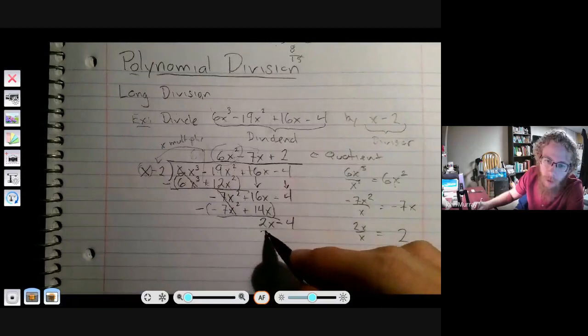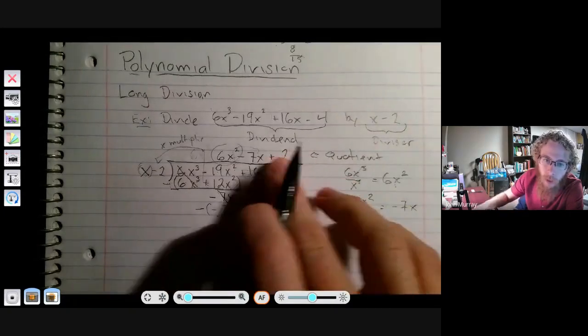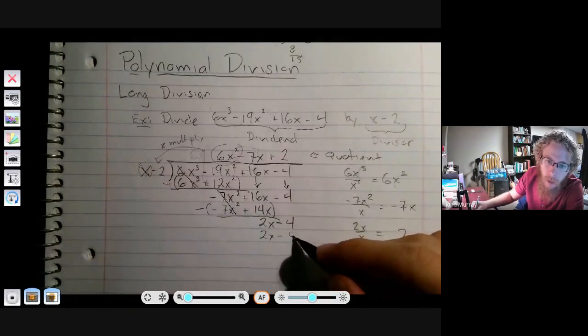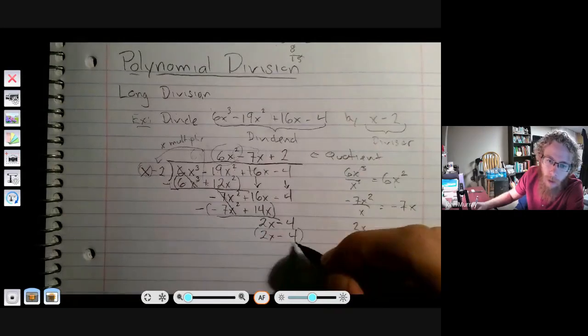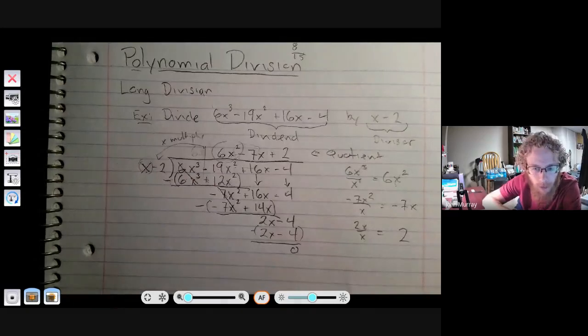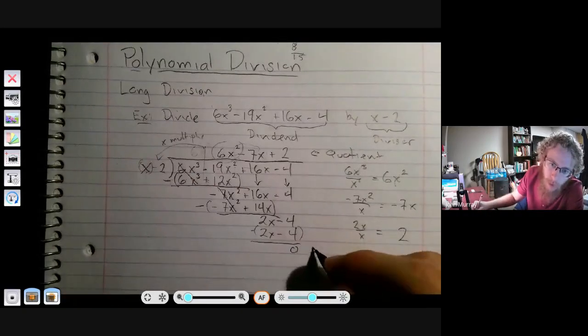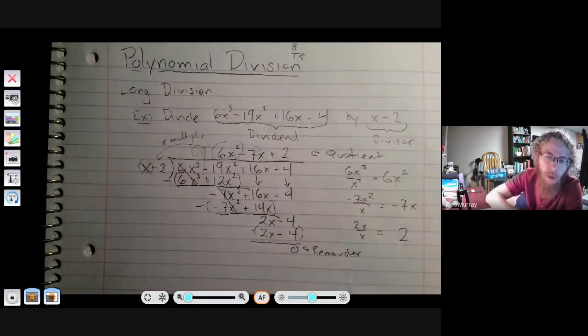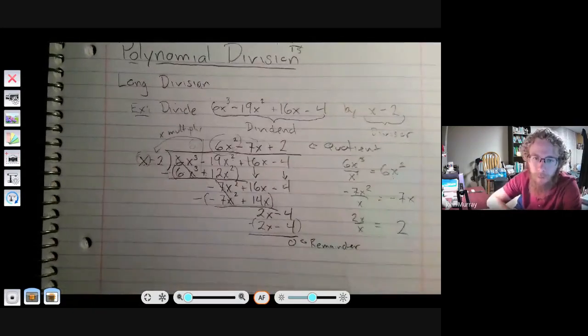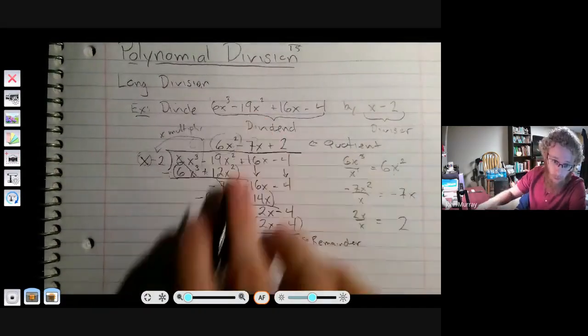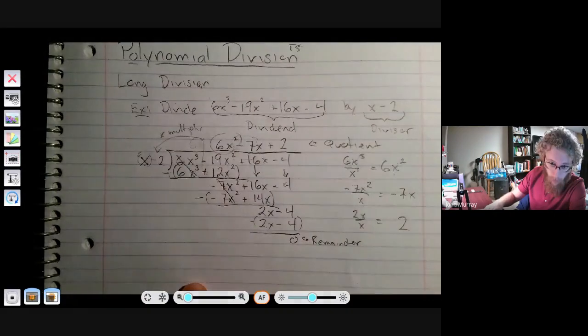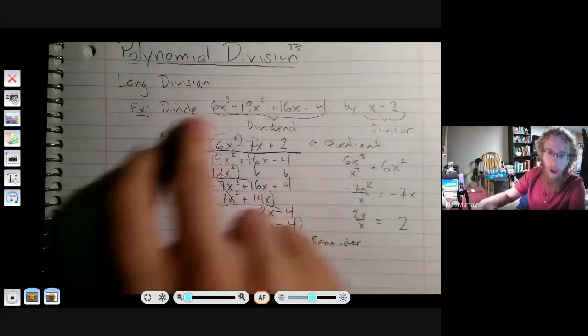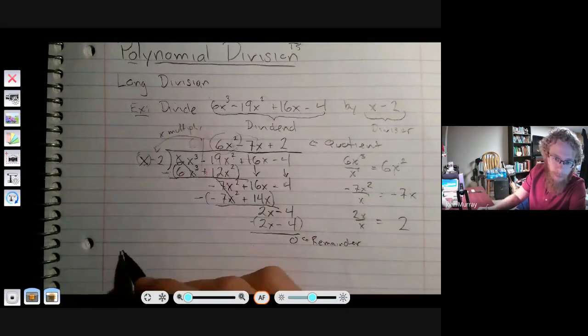2 times x is 2x. 2 times negative 2 is negative 4. We subtract that. And that's it. We have a remainder of 0, which is good, which means that this is a factor. So we just did long division. I can rewrite this now.